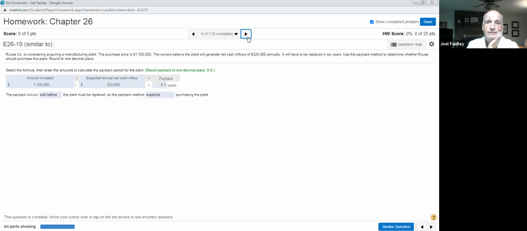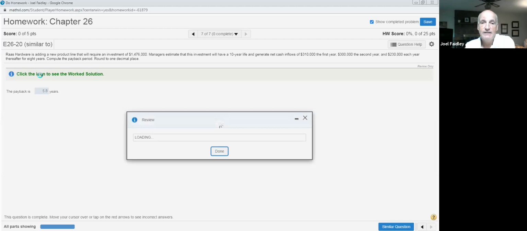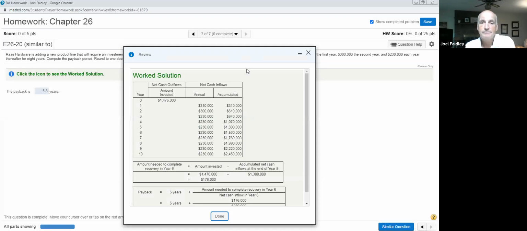That's a good thing. All right, and finally, this is the one a little bit trickier. They give you the answer there. It says that they're going to invest $1.476 million, 10-year life, generate net cash inflows of $310,000 the first year, $300,000 for the second year, and then $230,000 every year after that for 8 years. So what's the payback period? Well, I'm going to do it the easy way and just put the chart up there.